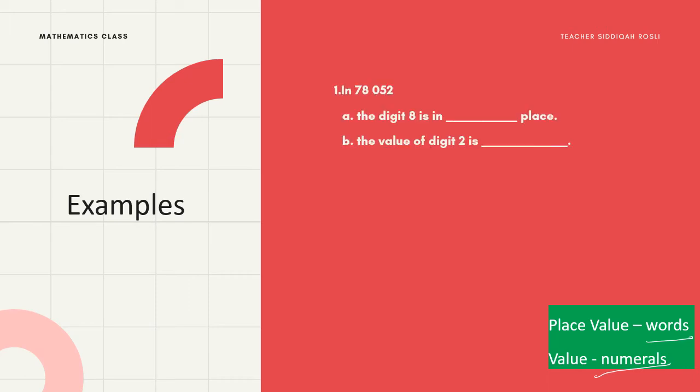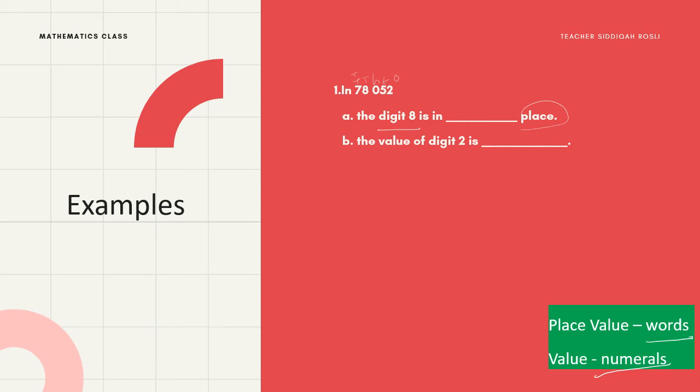So example 1, in 78,052, the digit 8 is in what place? So you can see the word place here, so you know your answer is going to be in words. It helps if you label your place value first. So 2, you know that's ones, 5 is tens, 0 is hundreds, 8 is thousands, and 7 is ten thousands.